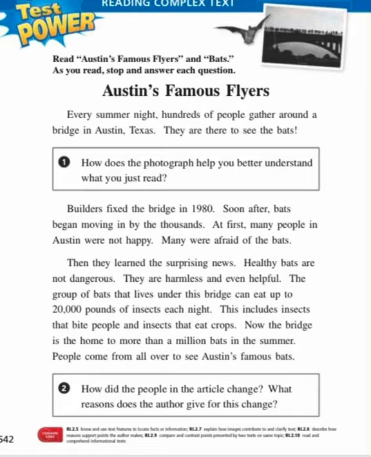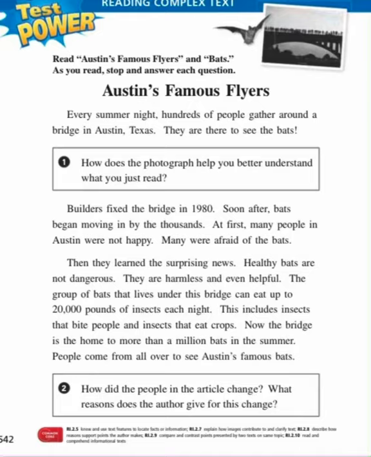Builders fixed the bridge in 1980. Soon after, bats began moving in by the thousands. At first, many people in Austin were not happy. Many were afraid of the bats. Then they learned the surprising news. Healthy bats are not dangerous. They are harmless and even helpful.